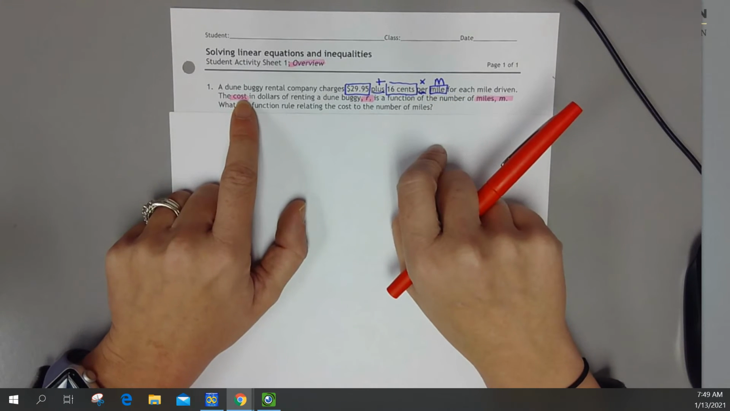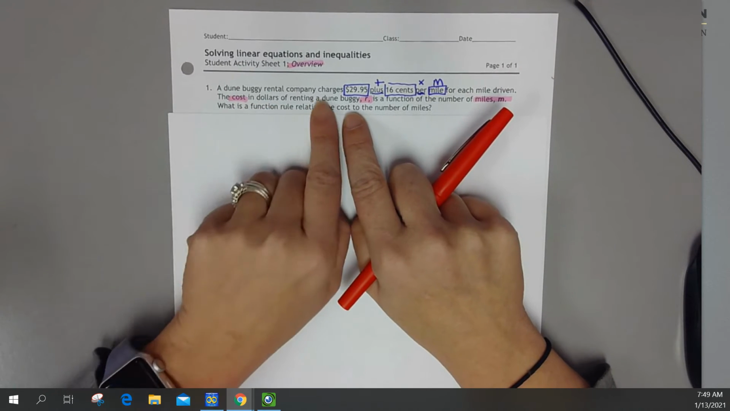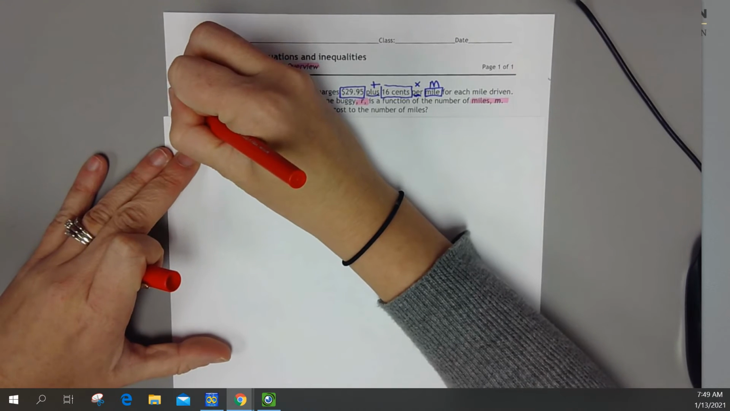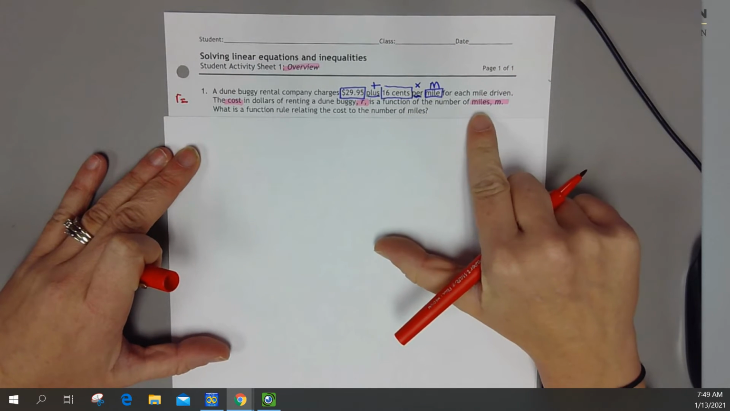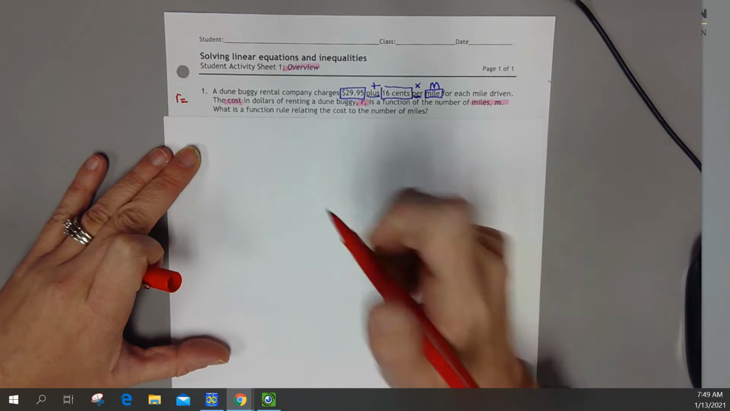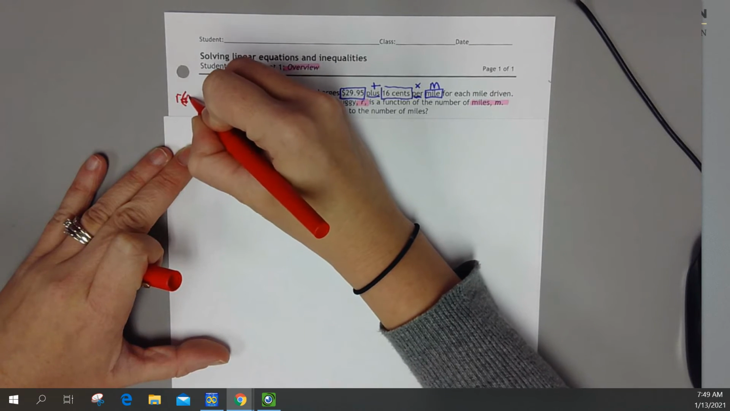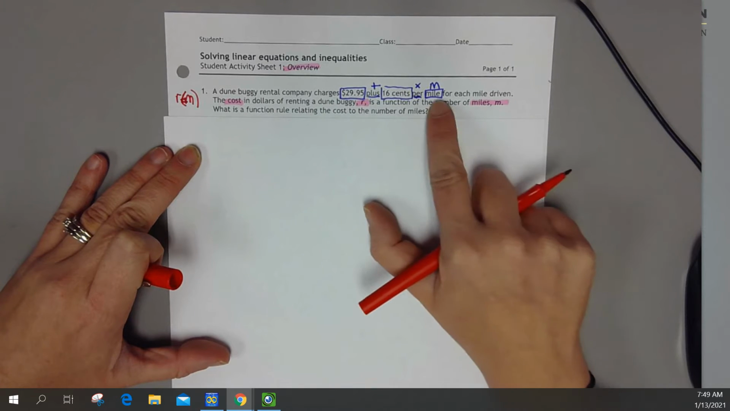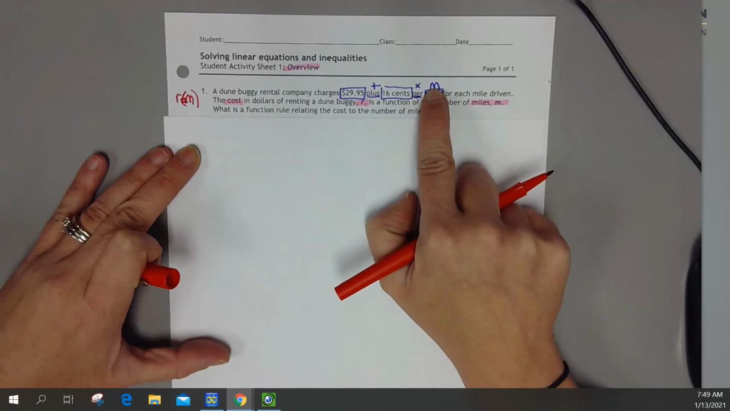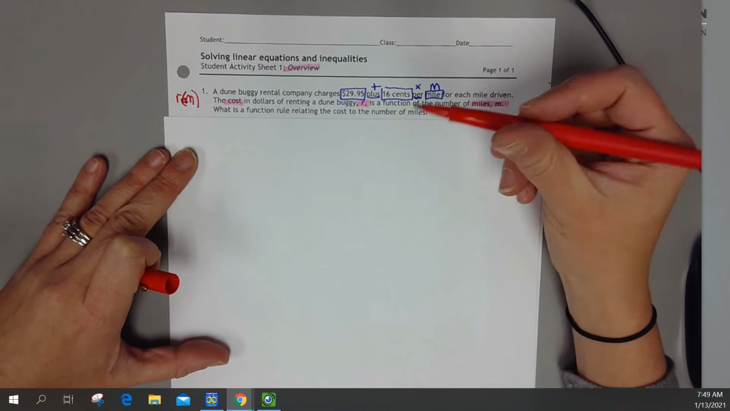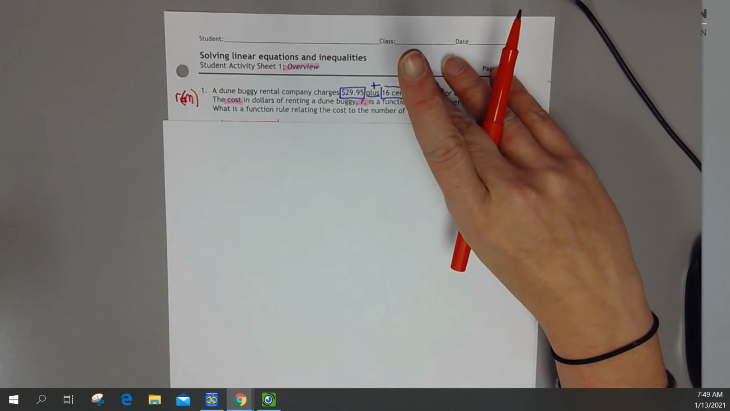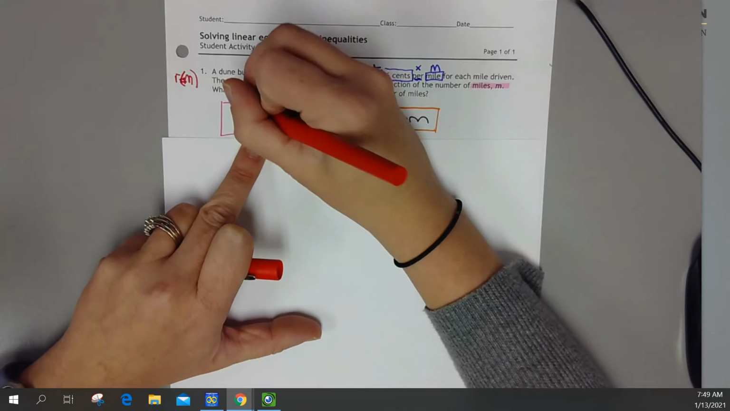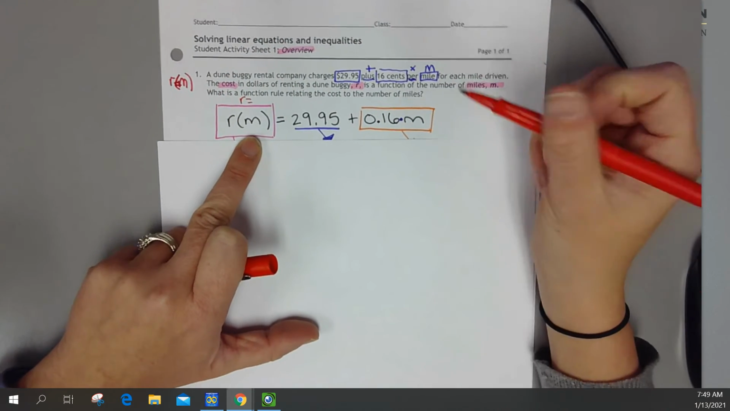And it says the cost, so our total dollars of renting a dune buggy is R. So we could say right there, guys, R is a function of the number of miles, M. So instead of an equals, I'm going to say R is a function of M. Now, they just said number of miles, M. They're telling us miles that we boxed up here, we're going to use the letter M for. What is a function rule relating the cost to the number of miles? So right there, I'm going to put my function that I created, R of M. If you just put R equals, same idea here, guys.